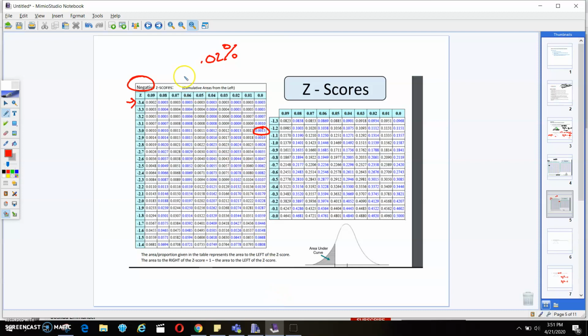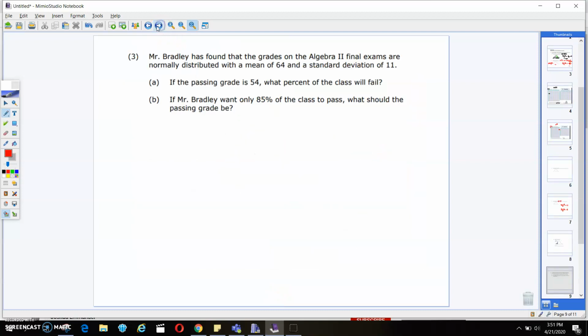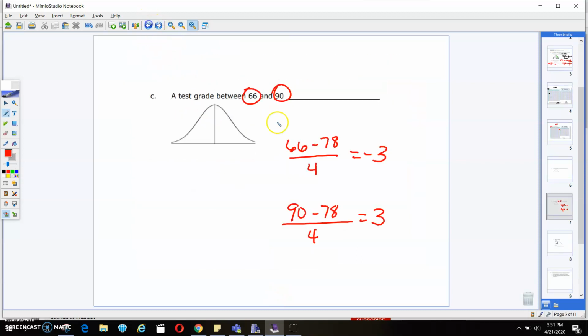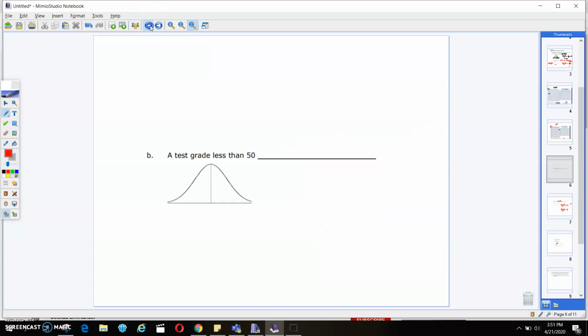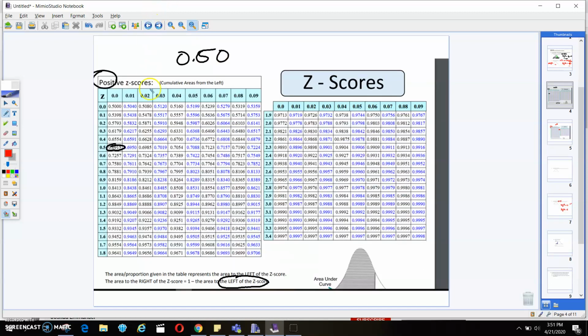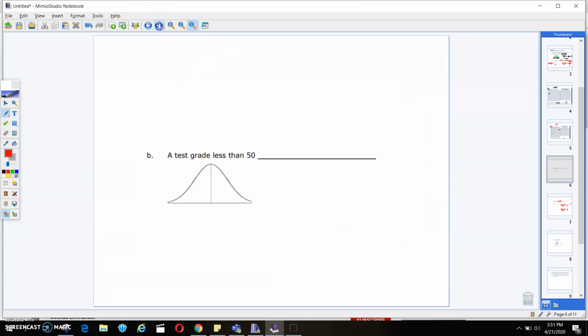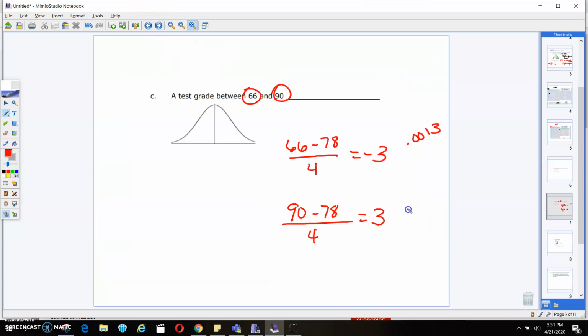So I'm going to go back to that page. So this is going to be 0.0013. And then I'm going to go to the positive and look at 3. Okay, so positive, and I'm going to look for 3. And that's going to be 0.9987. Okay, and between these two, because they're going to be in between these two, right?